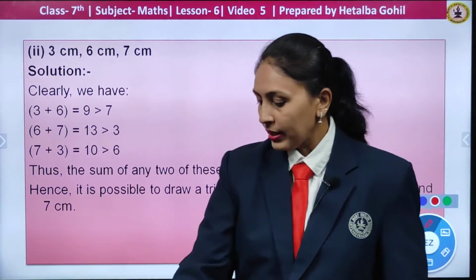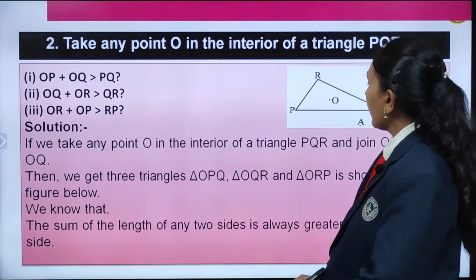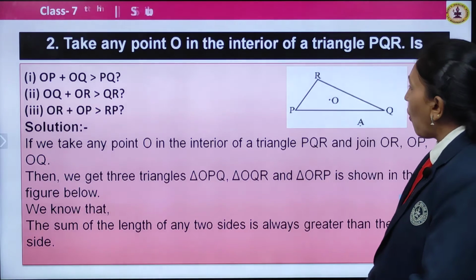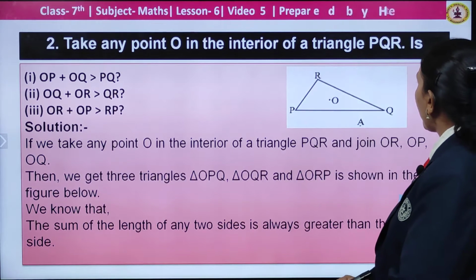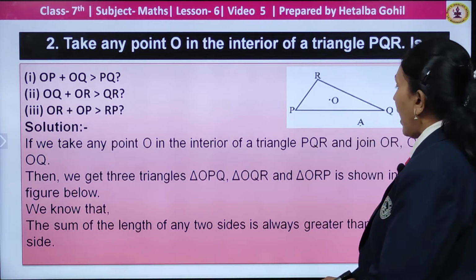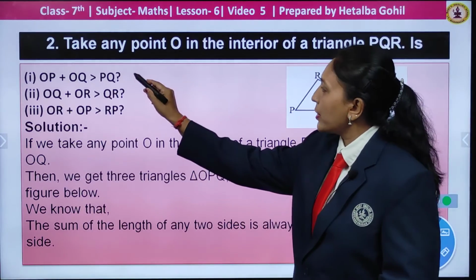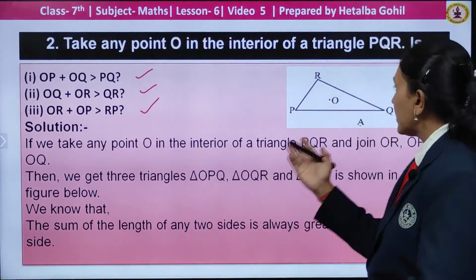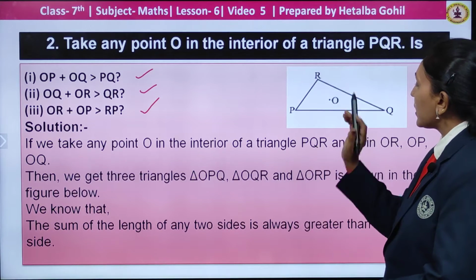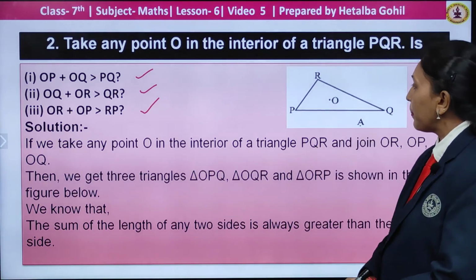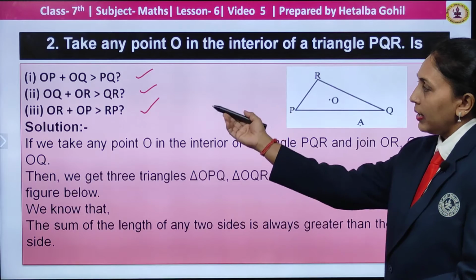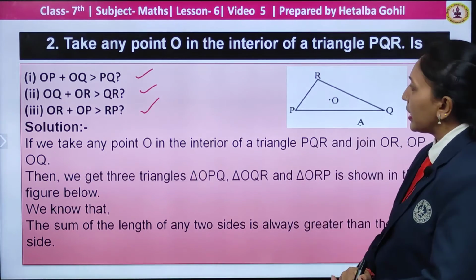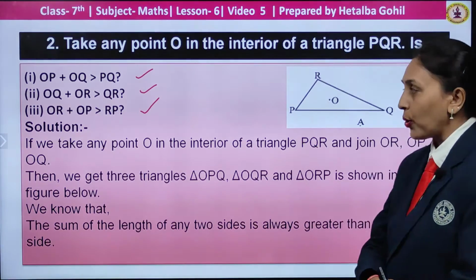So let us go for the next one. Now children, here take any point O in the interior of a triangle PQR, and these 3 questions are given to us to answer. You can see the triangle given here. O is taken in the interior of the triangle PQR, and let us see whether these questions are applicable according to this figure and our properties or not.